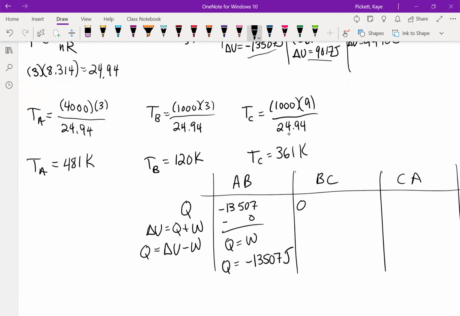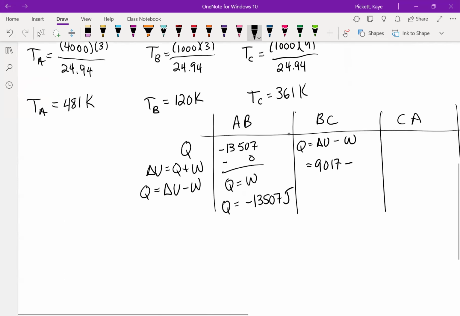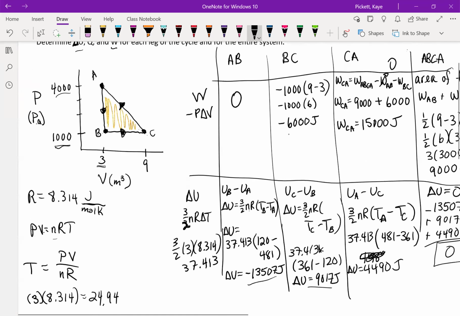So Q is delta U minus W. So that's 9,017 minus negative 6,000 joules, or 15,017 joules. A lot of heat got transferred, and that's heat that's going into the system. That's from the surroundings into the system. It's absorbing energy. And from C to A, delta U is 4,490.